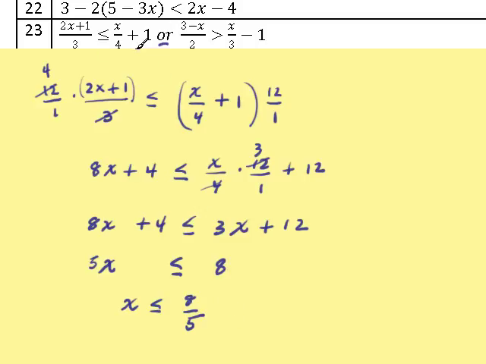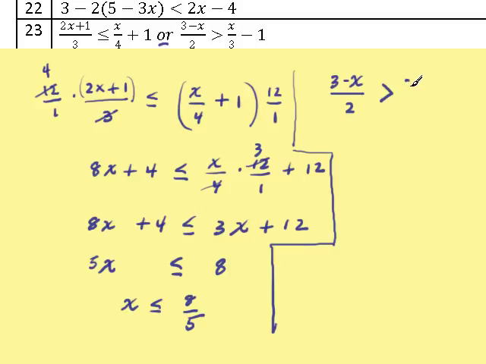All right, that's the first. Let's see, maybe we can do the second one right here. Okay, this one. 3 minus x over 2 greater than x over 3 minus 1, and we'll clear out the denominators, multiplying both sides by 6, since 2 and 3 divide into 6. All right, so here we divide 2 into 6, we get 3, multiply through, and we have 9 minus 3x.